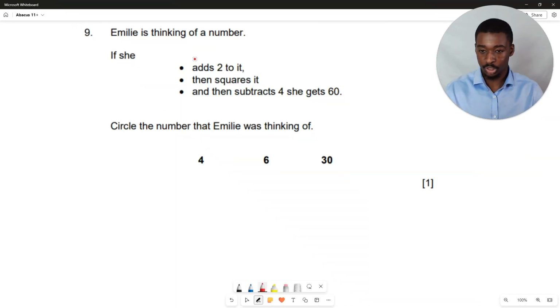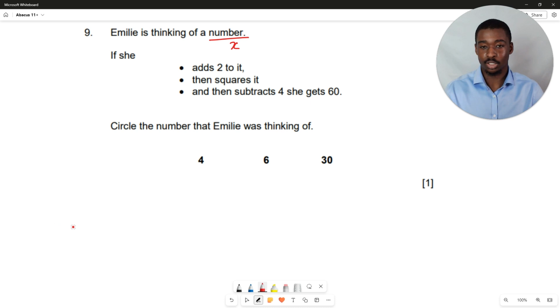So here for this question, the whole point is to turn this text into maths. And if we can do that accurately, the answer should pop out. So let's try and work this out. Emily is thinking of a number, and let's call that number X. What does Emily do to X?